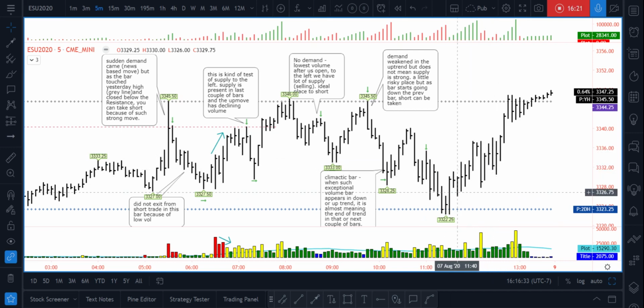Nothing clear. It closed in the middle, closed in the middle, closed in the middle. Suddenly, I think the stimulus plan got rejected. It came down, and then kind of nothing clear. So we'll be staying on the sidelines.